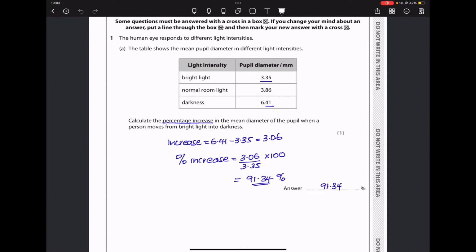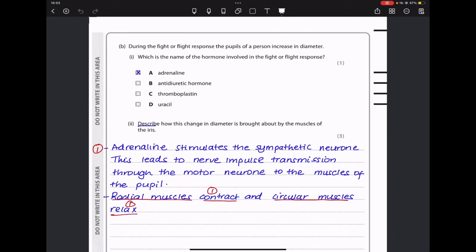They say calculate the percentage increase in the mean diameter of the pupil when a person moves from bright light into darkness. So the increase is going to be 6.41 minus 3.35, which gave us 3.06. So percentage increase will be this, divided by that, times 100, giving us 91.34%.